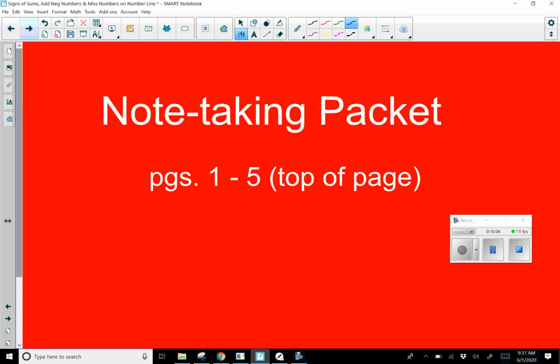Okay, that does it for the first 3 skills. The correlating note-taking packet pages are going to be pages 1 through 5, just to the top of the page on page 5.